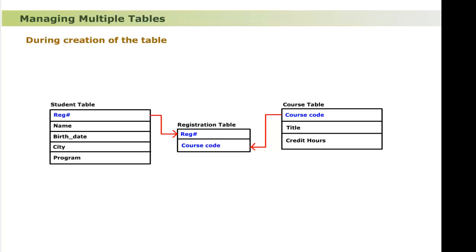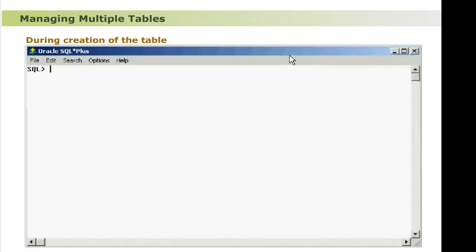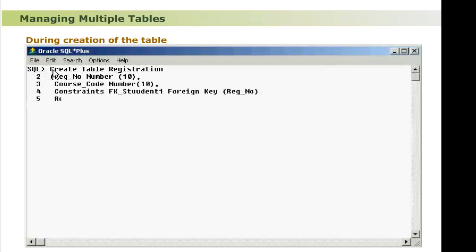During creation of the table, the foreign key can be defined during the creation of table. The general form is shown as. The general form starts with reserved word create table followed by table name, followed by list of columns enclosed in parentheses, followed by another reserved word add foreign key, followed by foreign key attribute enclosed in parentheses, followed by another reserved word references, followed by table name, which is referred, followed by primary key attribute enclosed in parentheses. The create table command that defines foreign key is.